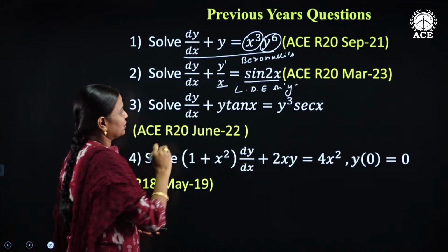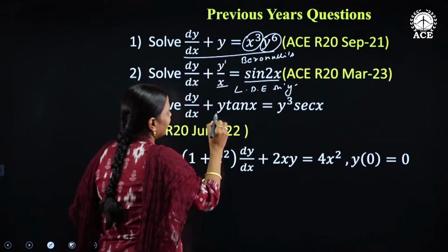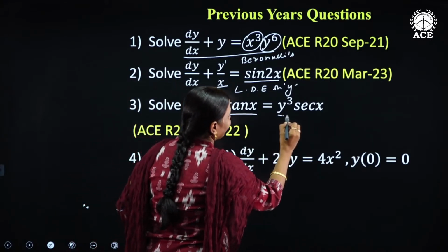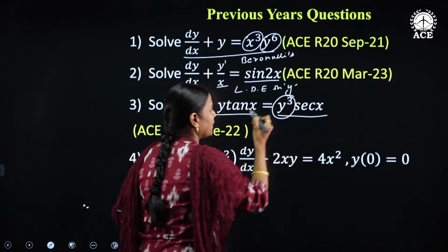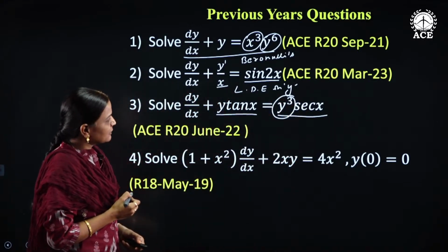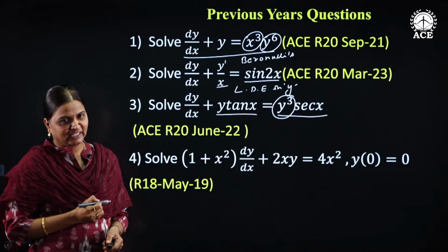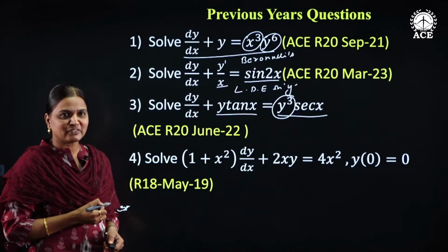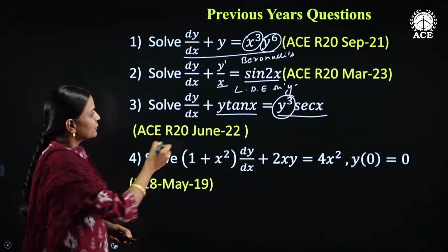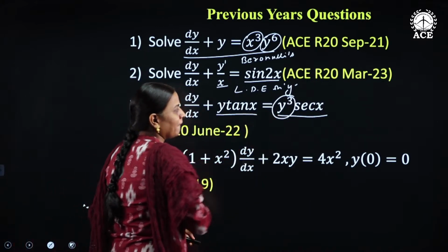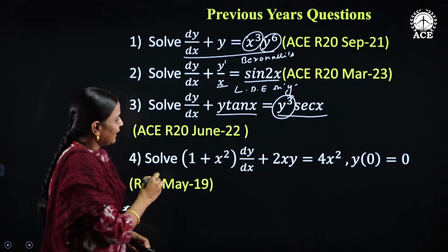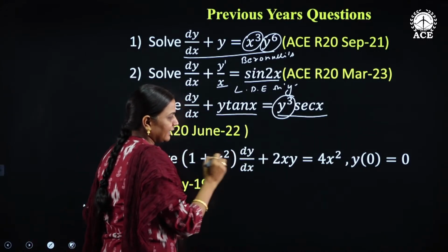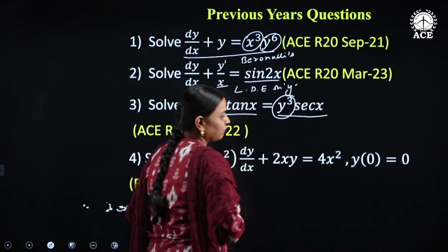Coming to the third equation, dy by dx plus y into tan x is equal to y cube into secant x. Here also in the RHS there exists a power of y. So this is also a Bernoulli's differential equation. These are the most repeated questions. Okay. So this is also a Bernoulli's equation. Next, coming to the fourth question, 1 plus x square into dy by dx plus 2xy is equal to 4x square.